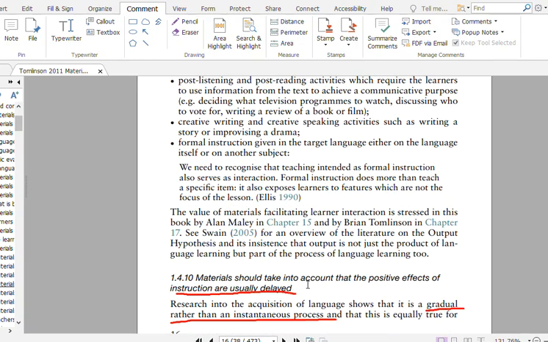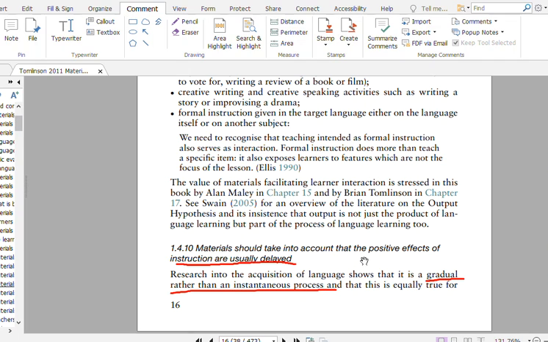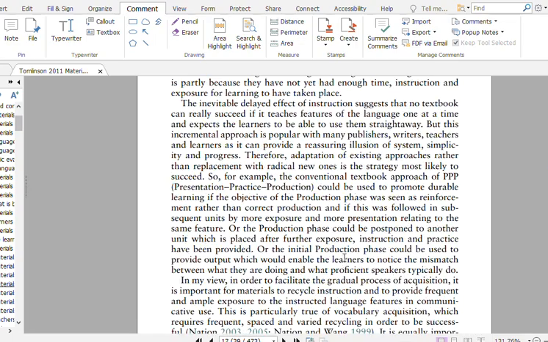The other one is that materials should take into account that the positive effects of instruction are usually delayed. This again refers to the fact that language learning is a gradual rather than instantaneous process. So the gradual nature of learning should be taken into account. You should be realistic about your expectations of the students. Language learning, specifically, is gradual.